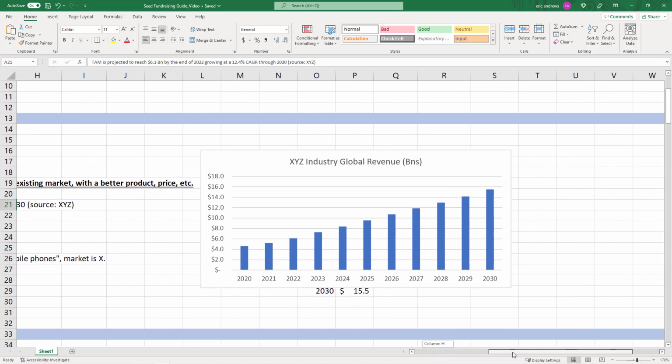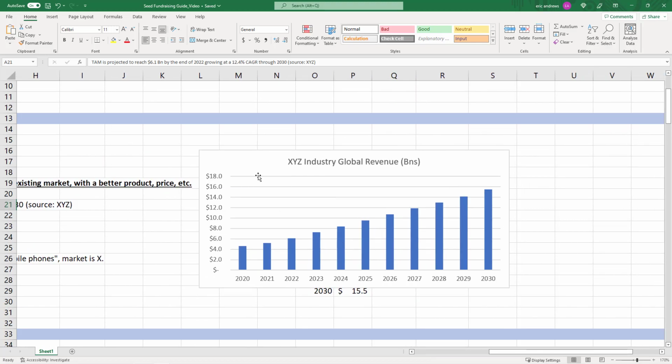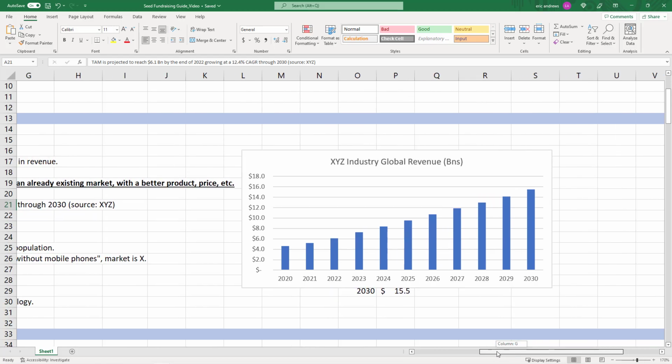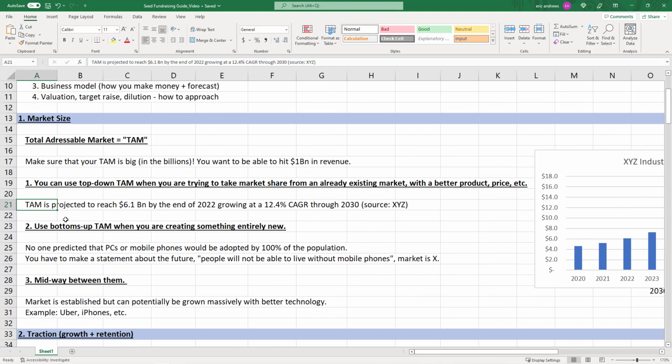So let's say you're in some industry, if there was some existing industry but very bad solutions in the industry, you would know how much is being spent on their services, and you said we're going to build a much better service and we're going to take market share, and this is the size of the market. Okay, so that's a simple top-down TAM.